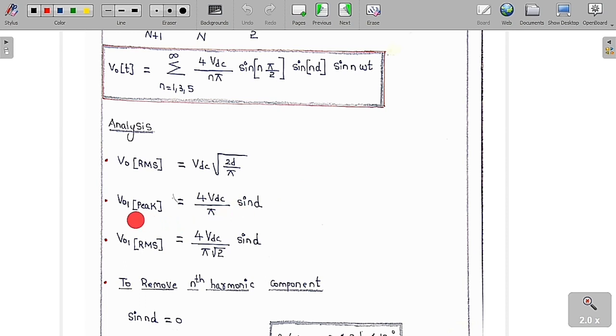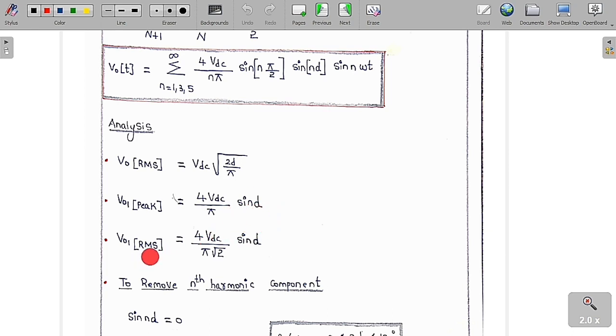Similarly, if you want to find the peak value of the fundamental output voltage, substitute small n equal to 1, and you get 4 VDC/π times sin(π/2) times sin(d). Sin(π/2) is 1, so therefore 4 VDC/π times sin(d) is the peak value of the fundamental output voltage.